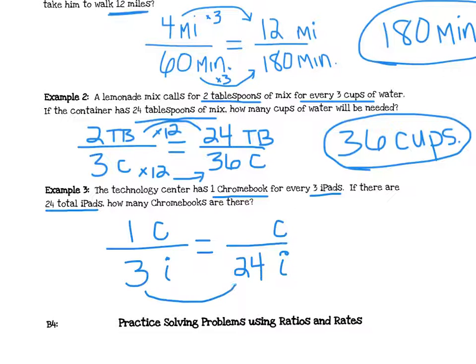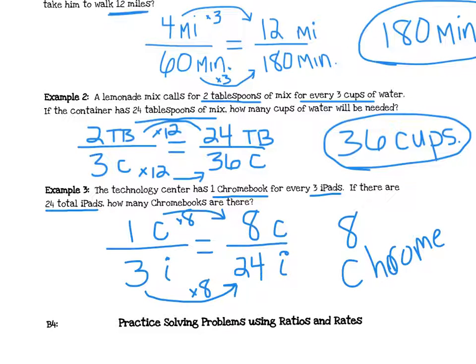What is that relationship from 3 to 24? You guys know we would have to multiply by 8. So we're going to take 1 times 8 up here to keep that equal. 1 times 8 is 8. So there would be 8 Chromebooks. Whoops, I'm not spelling it right though. 8 Chromebooks. Oh my goodness. You guys can write that nice and neat on your paper.